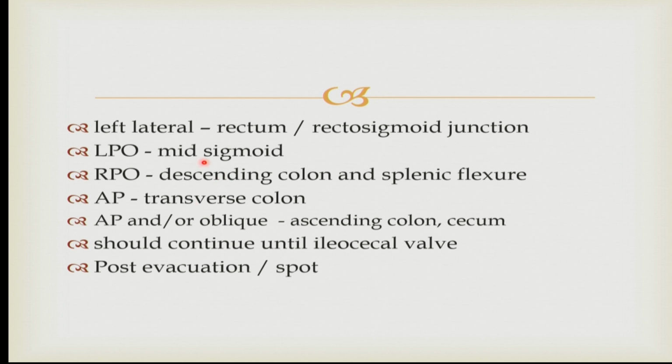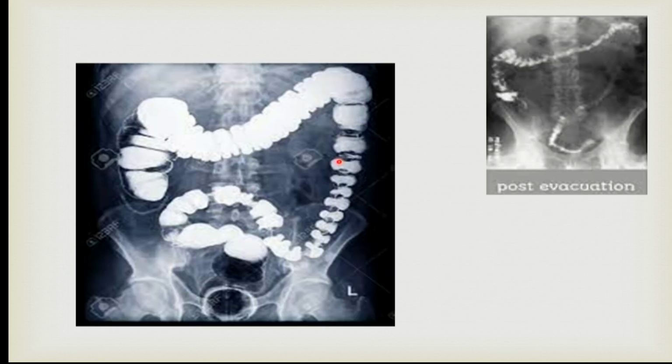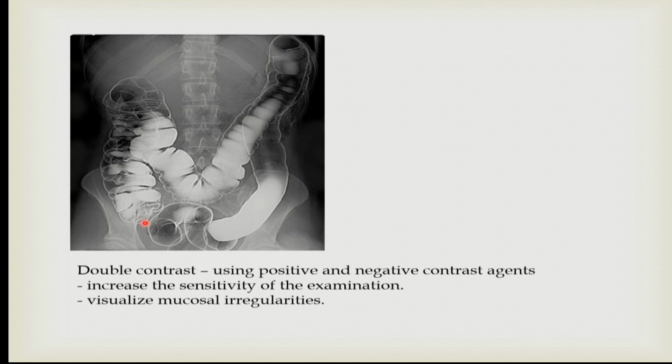Then these are the various projections depending upon which part of the colon we are visualizing. This is how it will look. We need a post-evacuation film also to see whether there is an obstruction present or there are dysmotility disorders. So rectum, sigmoid, the descending colon, transverse colon, and ascending colon. Here also the IC junction is not visualized. The double contrast we have seen.